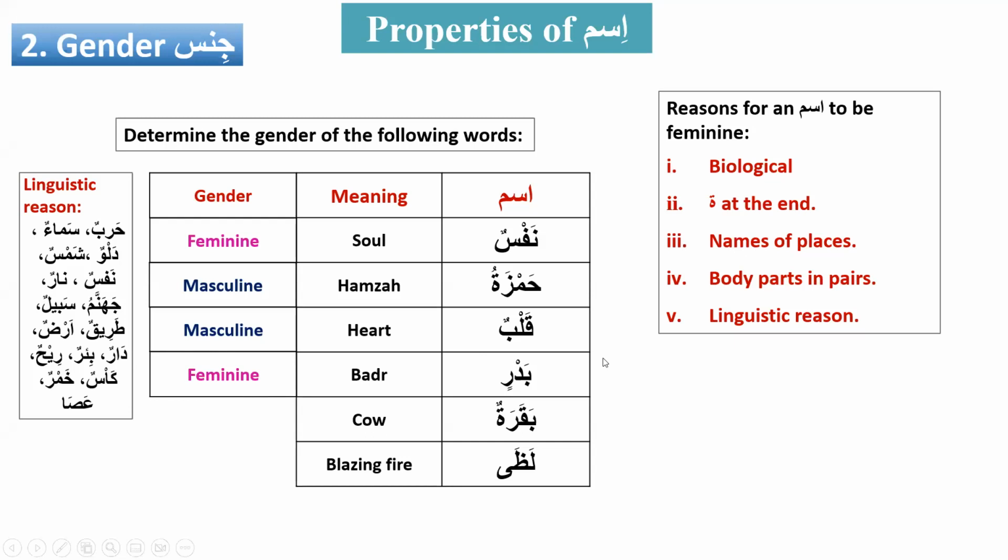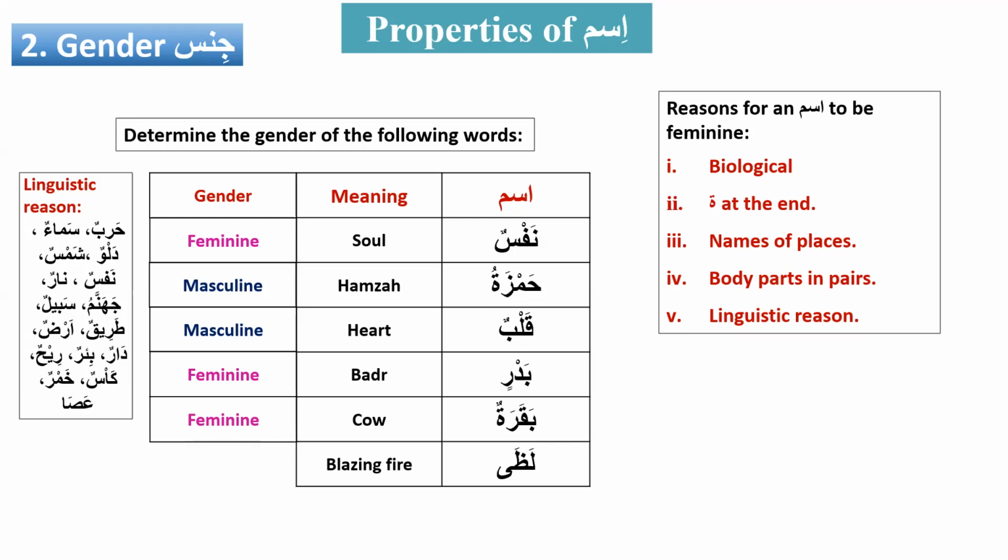Okay, we have Yusuf with us. Yusuf, would you like to figure out the next word? Inshallah, I think it's feminine. For what reason? It has the ta, but then. Could there be any other reason? Maybe biological. So it has two reasons. Yes, it is biological. All right, good. So this is feminine, you said, right? Yeah.